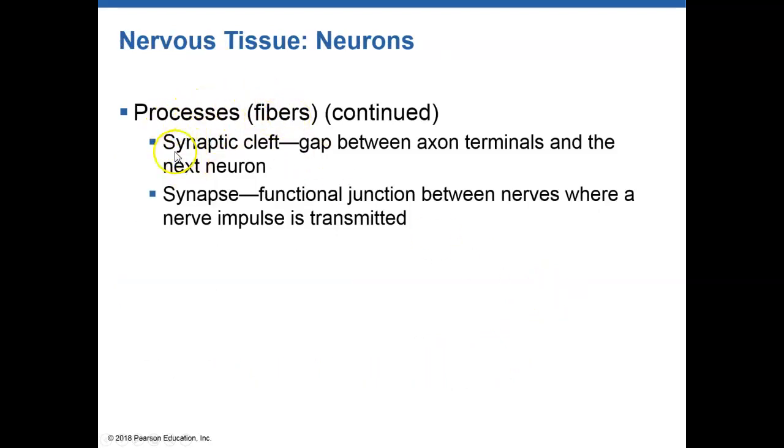So the next part we're going to talk about is the area between the neuron and its neighboring cell. So neurons, the end process, the axon terminals, meet up with neighboring cells at a region called the synaptic cleft. They don't actually touch, so they just have that little gap where information will flow. And so the synapse is the functional junction between nerves where nerve impulses are transmitted.